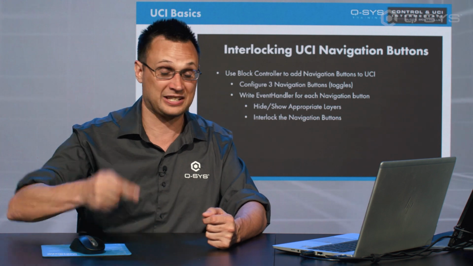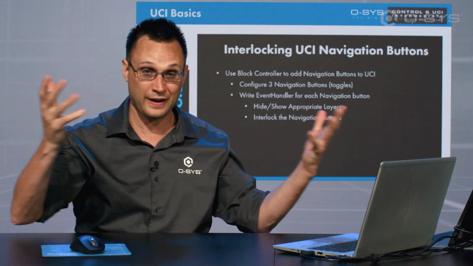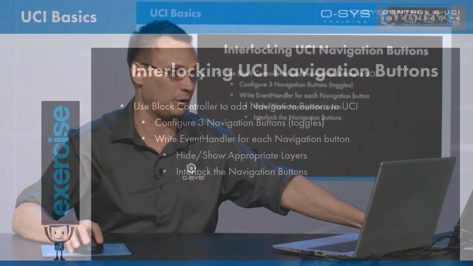When the button is pressed, that's an event. It's been pressed. Doesn't matter if it's turning it on or turning it off. That's an event. And someone needs to handle the event. That's the event handler. That's the list of the things it's going to do when the event occurs. And the things that it's going to do is going to be to show or hide the appropriate layers on our UCI, and also to turn on or off the other buttons, right? That's the interlocking behavior that we're looking for.